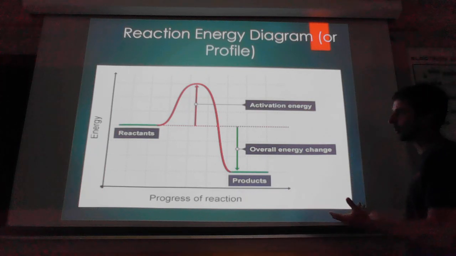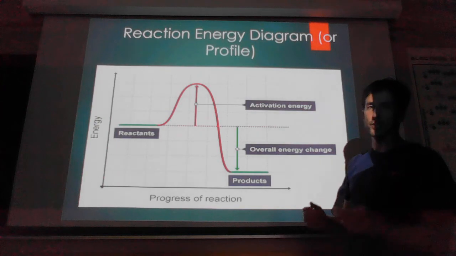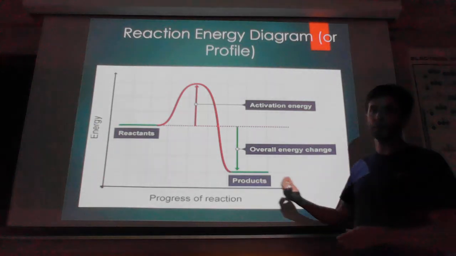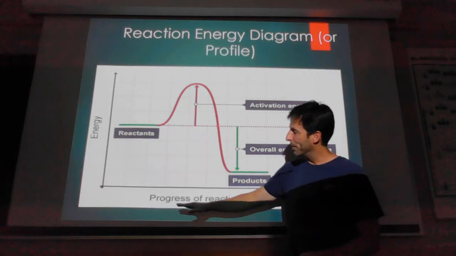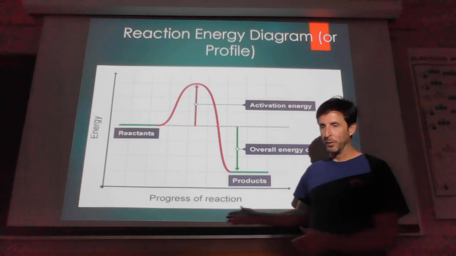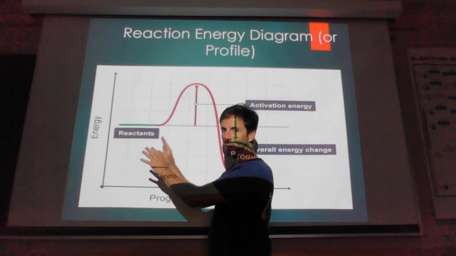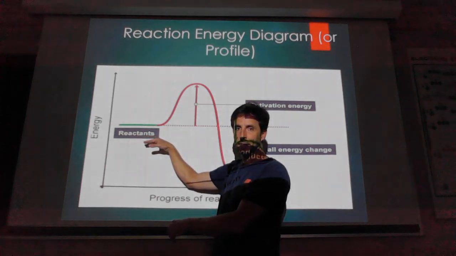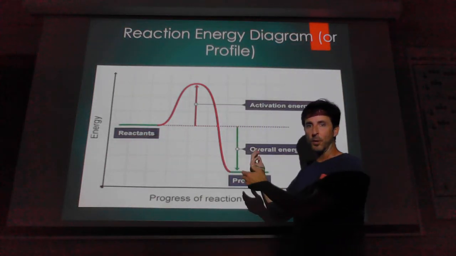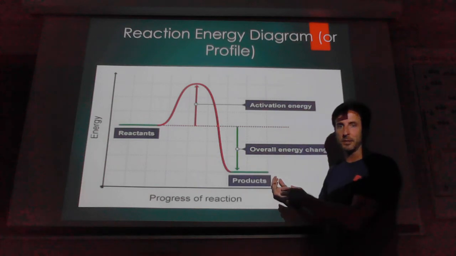Essentially what we're doing is trying to represent the energetics of a reaction in a graphical form, where on the x-axis, we label it as progress of the reaction. We start out on the left side with the reactants. As we move to the right, we're converting the reactants into products.